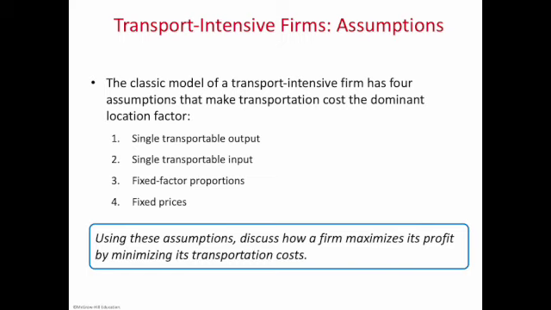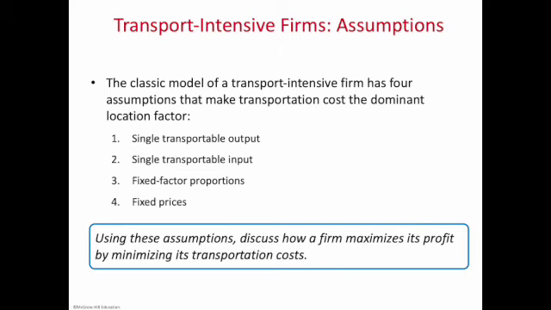1. Single transportable output. The firm produces a fixed quantity of a single product, which is transported from the production facility to an output market. 2. Single transportable input. The firm may use several inputs, but only one input is transported from an input source to the firm's production facility. All other inputs are ubiquitous, meaning that they are available at all locations at the same price.